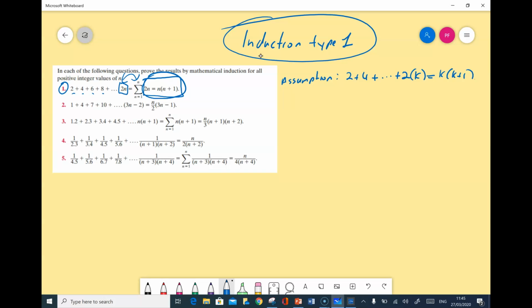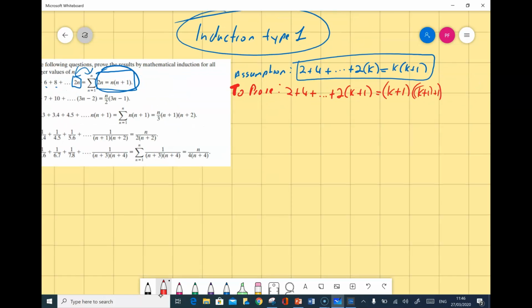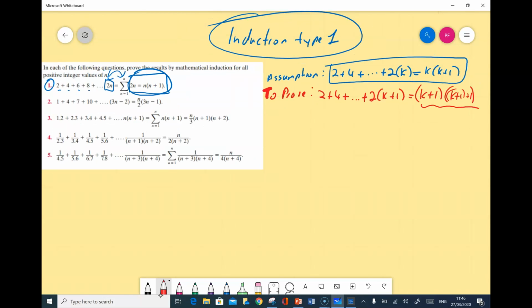Okay, we'll keep an eye on that now for our assumption. We need that to kind of appear somewhere. So we start and then we go on to our to prove. To prove that 2 plus 4 plus ... plus 2 times k plus 1 equals k plus 1 times k plus 1 plus 1. Okay, if you want you can work this out further down to spare a line at the end, but it's going to cost you a line either way.